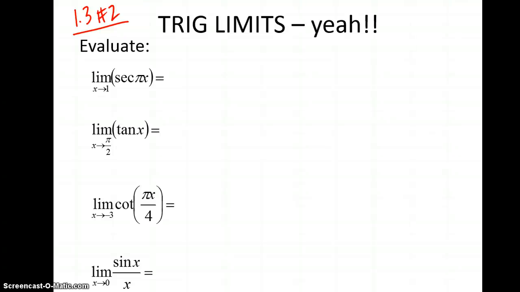Okay, everyone's favorite trig limits. So, as we discussed in the previous lesson, whenever you have to evaluate a limit, always start with direct substitution. Secant is a reciprocal of cosine. Cosine of pi is -1, so its reciprocal is -1 as well.